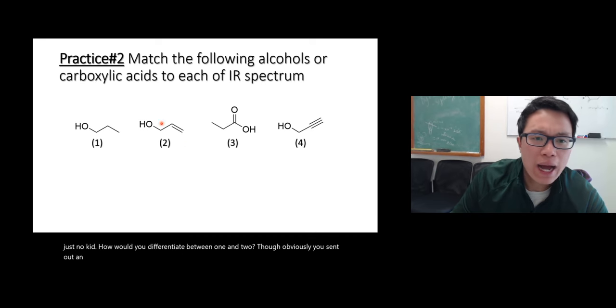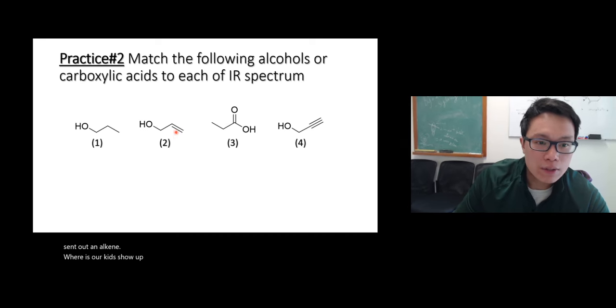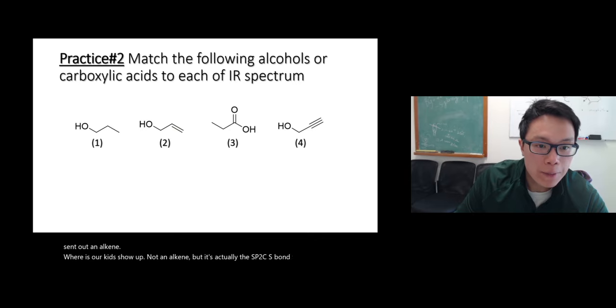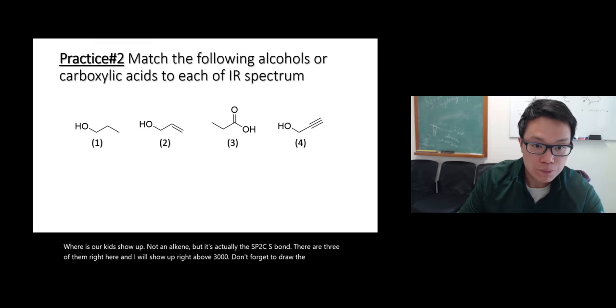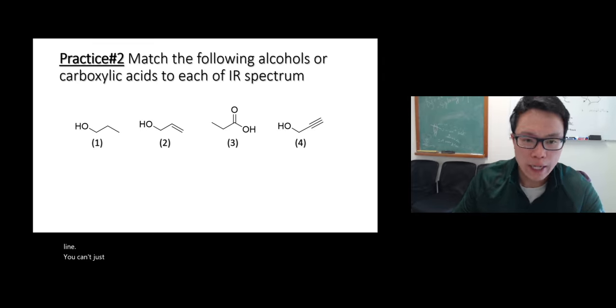Now, where does the alkene show up? Well, not an alkene, but it's actually the sp2 CH bond. There are three of them right here, so they'll show up right above 3000. Don't forget to draw the 3000 line. Just one line. It helps so much.